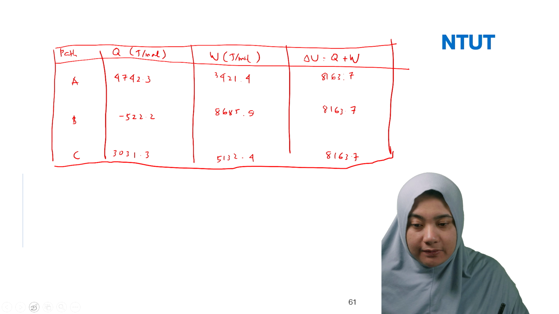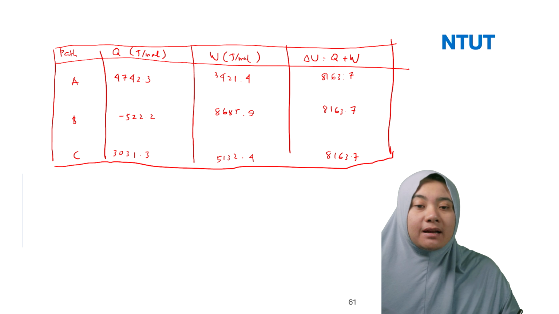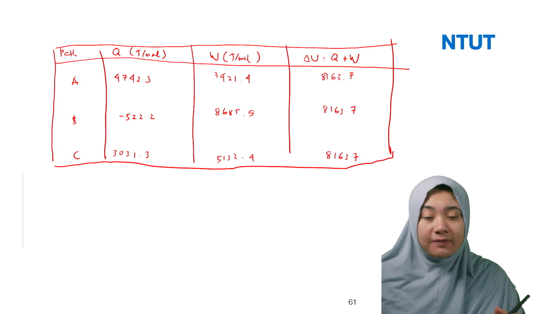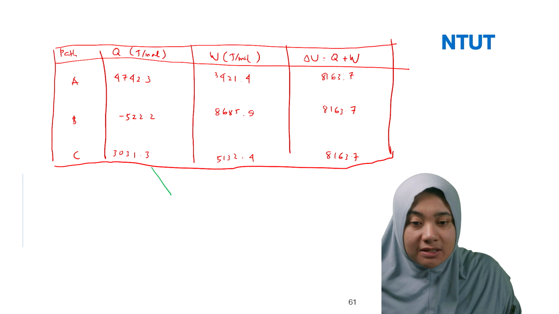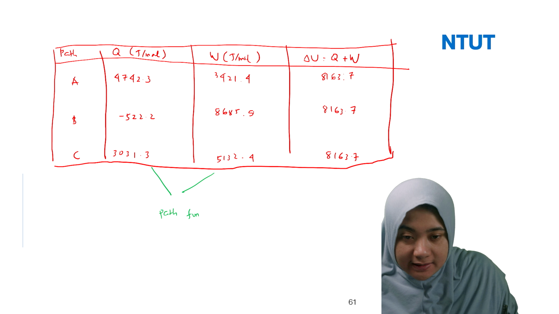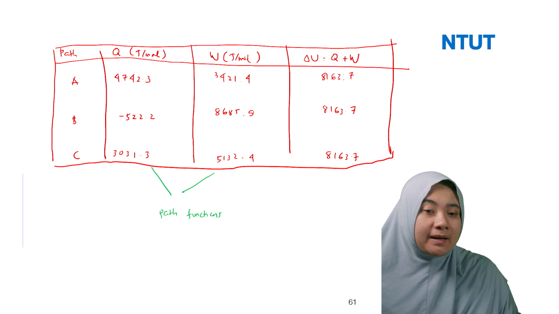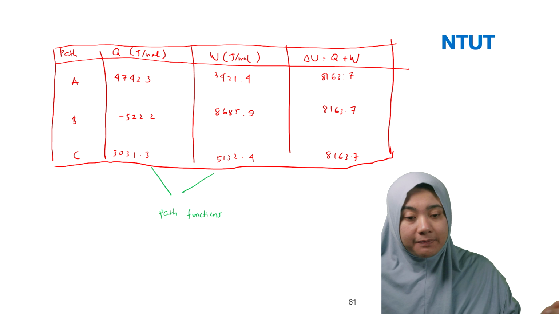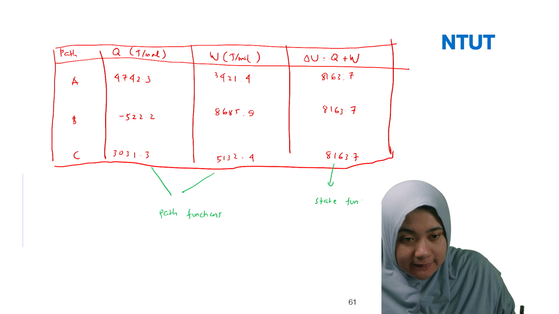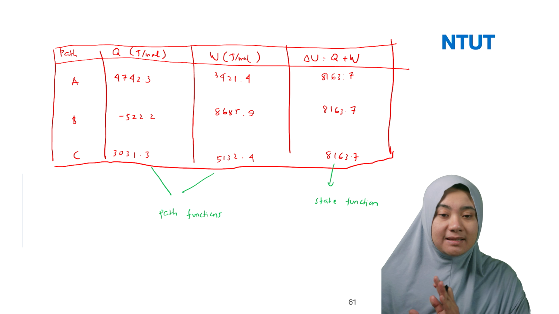So we can see from this case that for Q and W, even though the initial state and final state are similar, the path is different. So you can see that Q and W have different results for each path, which means these are path functions. And how about delta U? Delta U doesn't matter whether you go by path A, path B, or path C. The result is the same, so it means a state function. This is what we discussed in chapter 1 about path functions and state functions.